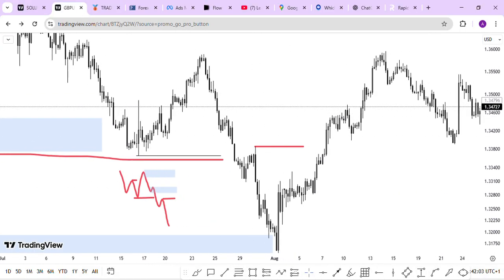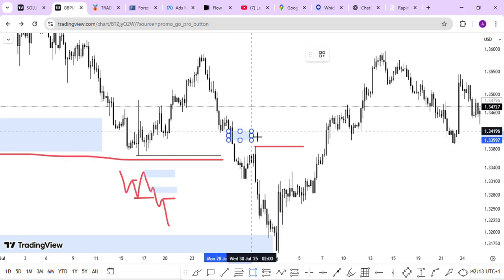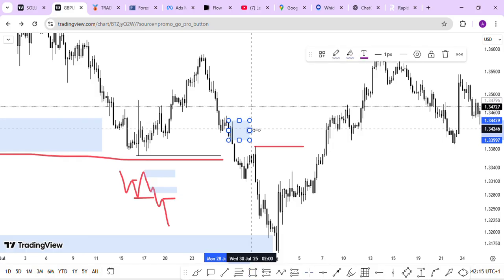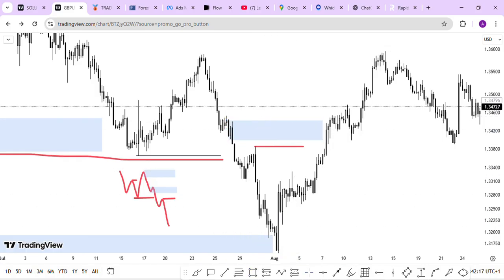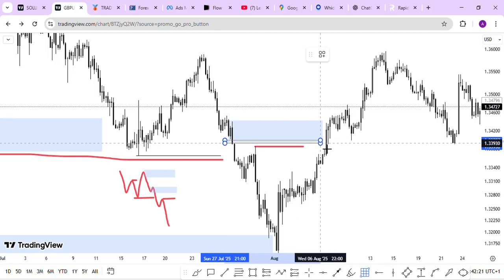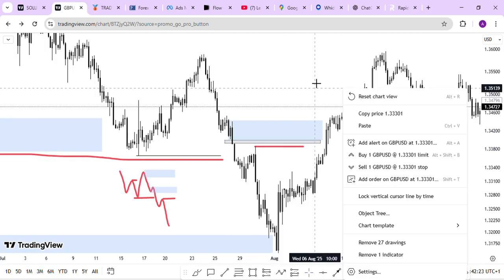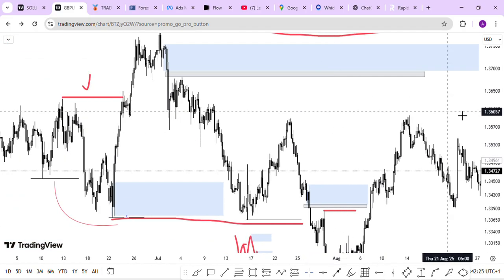As you can see in this case, where do we have a valid pullback? This level, this level. We had a valid pullback here. As you can see, the market left this valid pullback for us. Then the market did what? Remember, you must have a fair value gap. You can see we had a fair value gap there. So now all our criteria have been met.